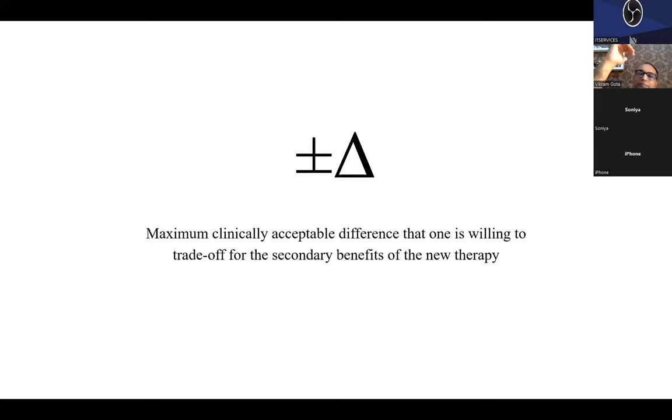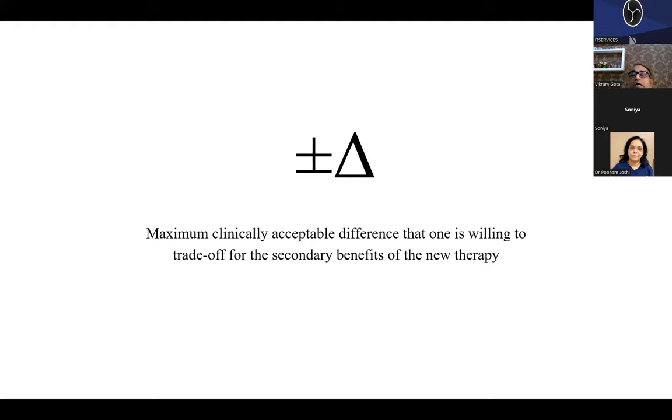Like, for example, once again coming back to the example of response rate, suppose the response rate in my control arm is 60%. You will say that if the response rate is as low as 50% or as high as 70%, I am willing to consider that the new treatment is equivalent to the old treatment. So that is the maximum difference I am willing to accept. Because if it is less than 50%, I am not willing to accept that the new intervention is equal.